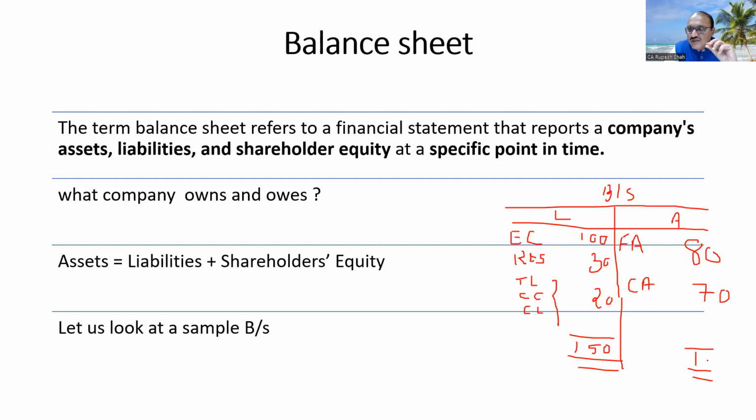So balance sheet always, assets equal to liability. So 150, balance sheet size tallies. Now look at this particular equation. What is the asset? This is the asset of the company, 150 crore. What is the equation? This is the shareholder money, 130, plus liability. This 20 is the liability, equal to 150.